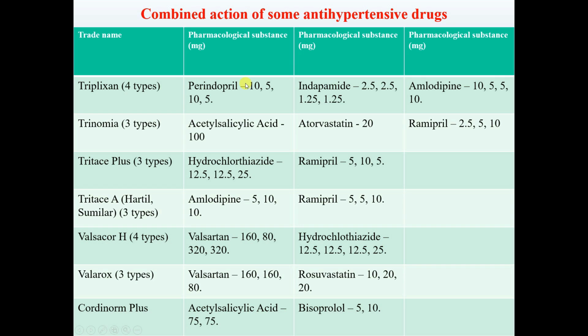What are the types? First type contains 10 milligrams of perindopril, 2.5 milligrams of indapamide, and 10 milligrams of amlodipine. Second type is perindopril 5 milligrams, indapamide 2.5, amlodipine 5. Third type is perindopril 10, indapamide 1.25, amlodipine 5. Fourth type, perindopril 5, indapamide 1.25, amlodipine 10.